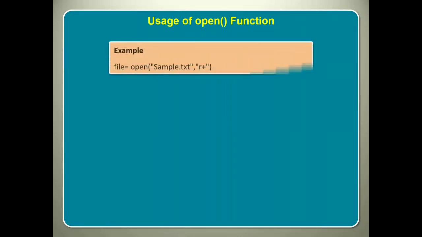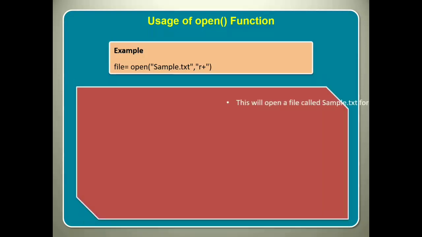Let us now understand the use of the open function with the help of an example. Consider file = open("sample.txt", "r+"). This will open a file called sample.txt for reading and writing purposes.